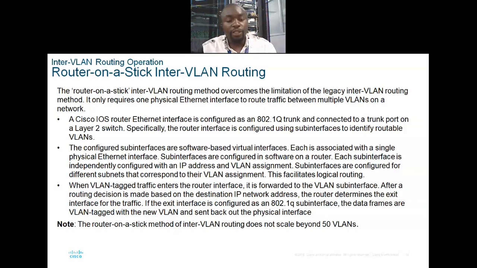After a routing decision is made, based on the destination IP network address, the router determines the exit interface for that traffic. If the exit interface is configured as an 802.1q sub-interface, the data frames are VLAN tagged with a new VLAN and sent back to the physical interface.